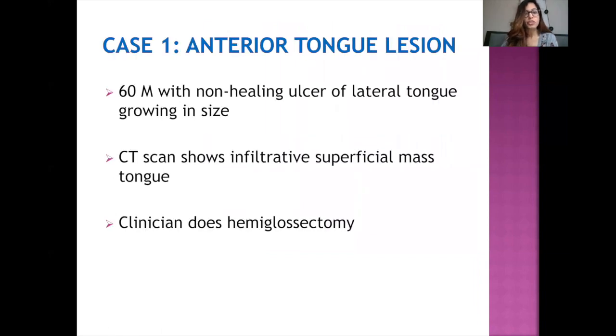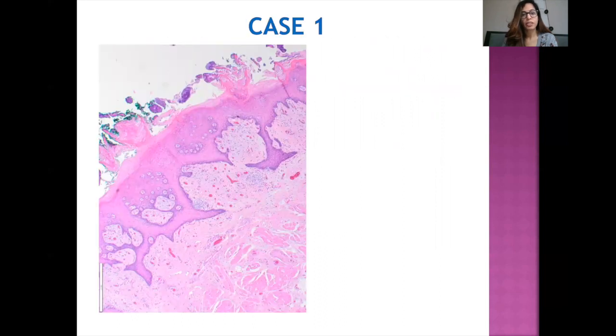Case 1, we're going to talk about an anterior tongue lesion. A 60-year-old male presented with a non-healing ulcer of the lateral tongue that was growing in size. The CT showed an infiltrative superficial mass in the tongue, and the clinician decided to do a hemiglossectomy.